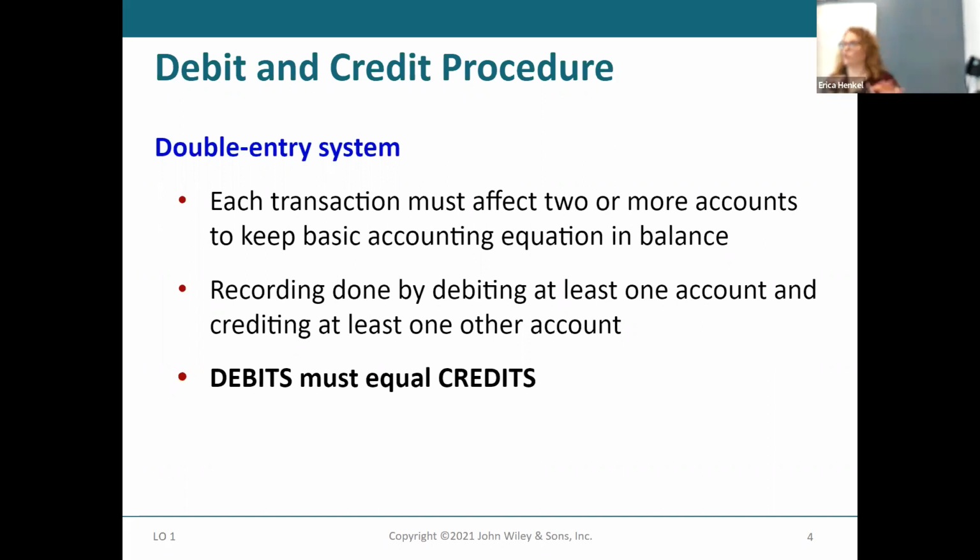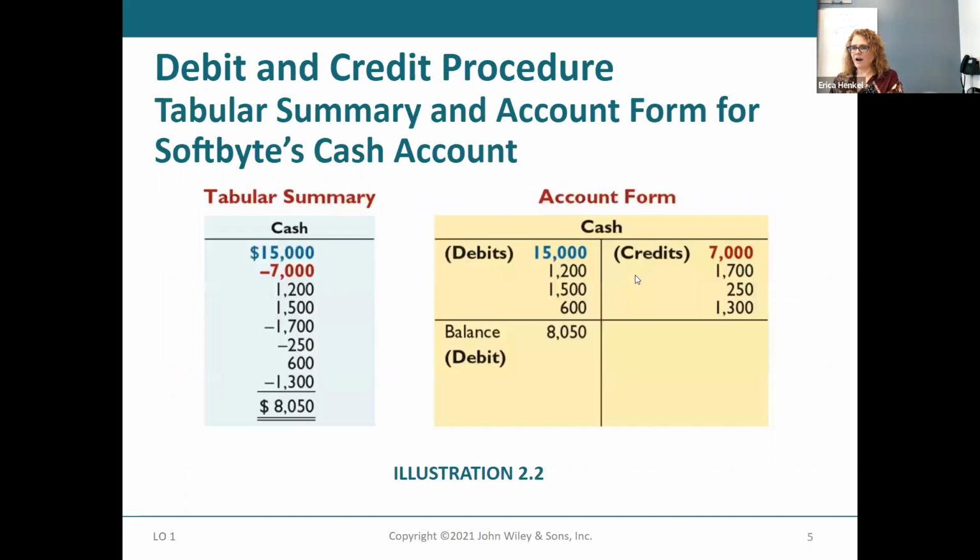As long as your debits equal your credits, there are a lot of different kinds of combinations that we could see here for these transactions. All right, so when we are looking at these T accounts, this is a good example that shows cash. It started out with a $15,000 balance, and then there were $7,000 worth of withdrawals for large items, and a few other things went on, and then the net balance at the end was $8,050.